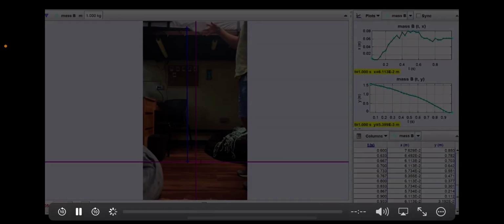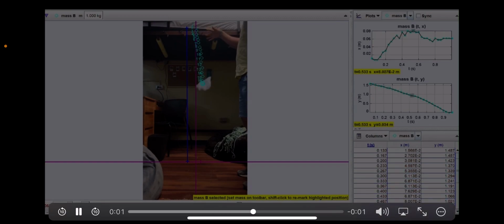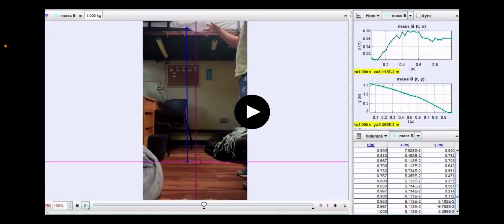So here I am dropping a piece of paper from rest. As we can see, the graph looks somewhat linear, somewhat parabolic on the y-axis. We're not really sure if it is either. We'll explore that later with our computational model. Yeah, we don't have to worry about the x direction at all.